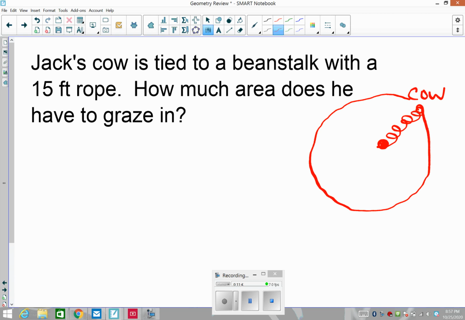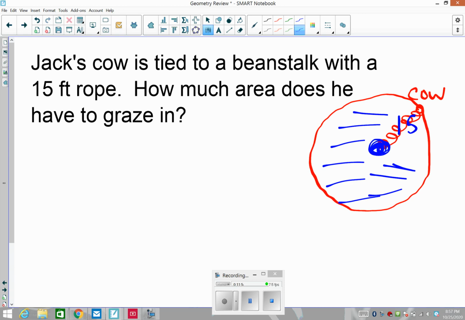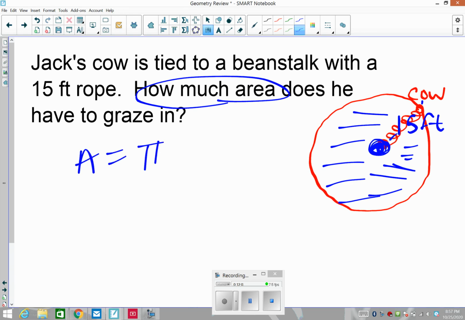Well, really the area is the radius moving in all directions, right? So here's the center of the circle. The cow really can move in any direction, so it's this entire area. And we know this rope is 15 feet in length, which gives us the radius, and it's 15. That's an easy question. As long as you know what the picture looks like, you're going to be in good shape here.